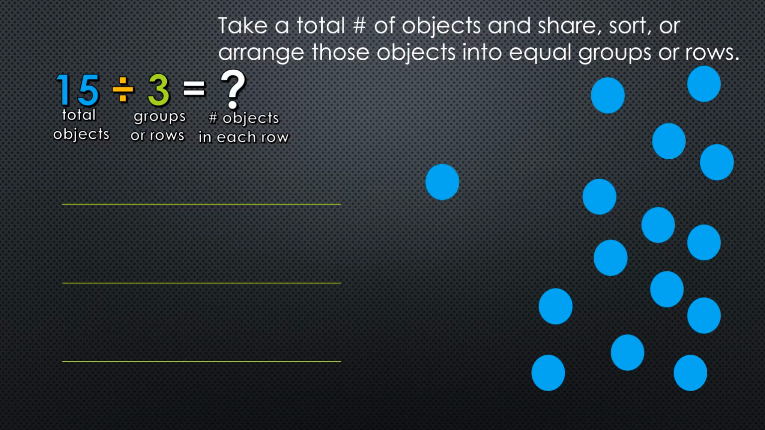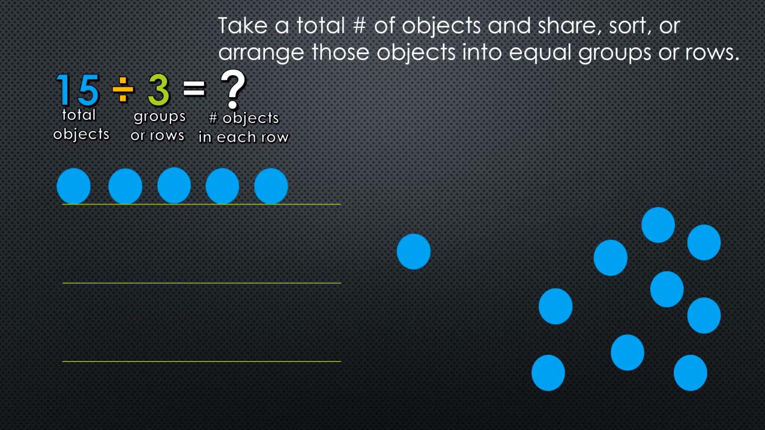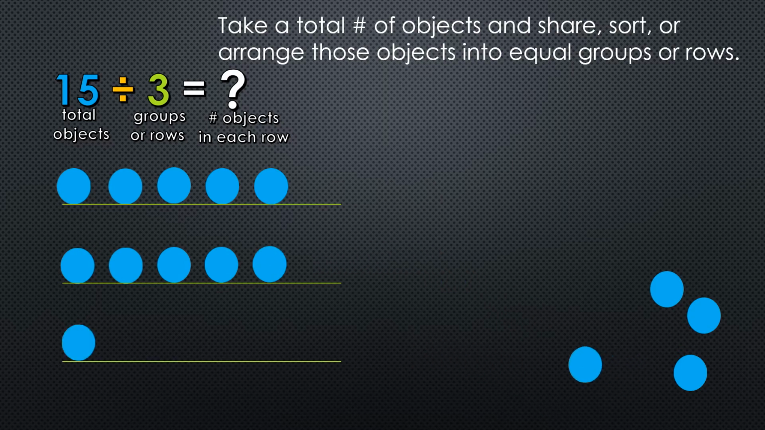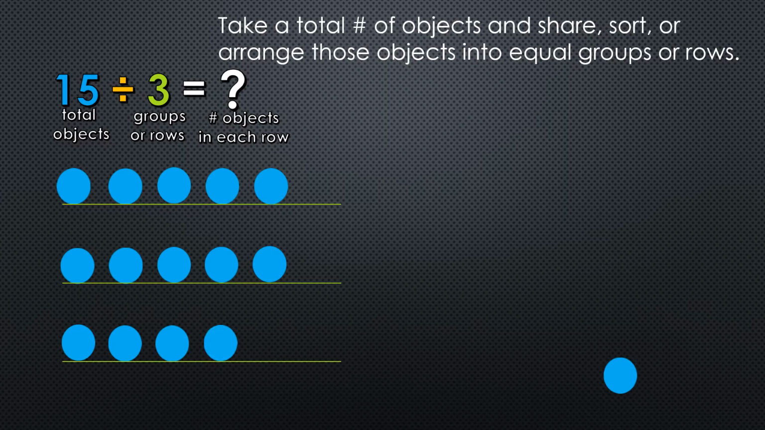To do that, we would need to start placing the counters onto the rows. As we continue to place those objects onto the rows, we notice that we will end up having equally 5 counters on each row. So we can say that our quotient is 5, and that tells us how many objects are in each row. Now, if we just knew how many objects were in each row already, we could take those 5, put them into the rows, and find out how many rows there are.